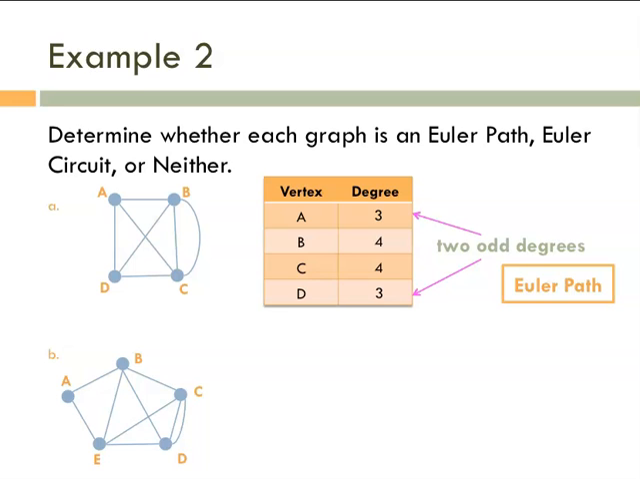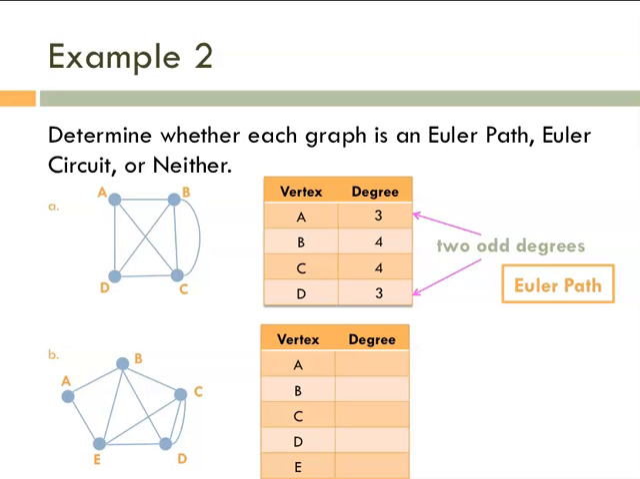We'll do the same thing with the second one here. For each vertex, we'll list off the degree. A has degree 2, B has 4, C is 4, D is 4, and E is 4. In this case, you can see that all the degrees are even, which must mean that this is an Euler circuit.